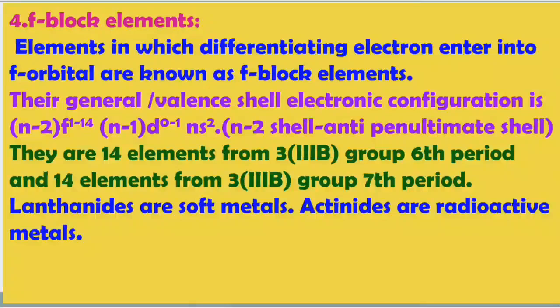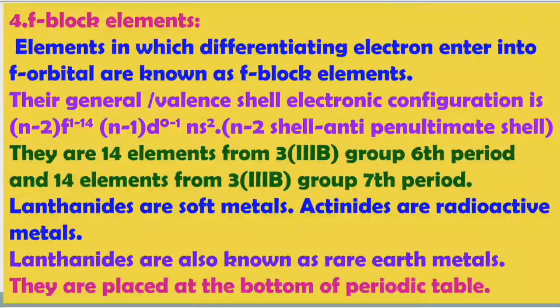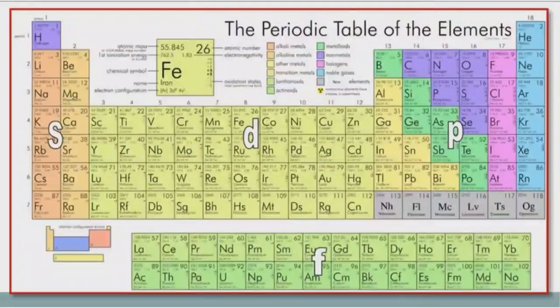They are used in nuclear power reactors. Lanthanides are also known as rare earth metals. They are placed at the bottom of the periodic table. F block elements are placed at the bottom of the periodic table.